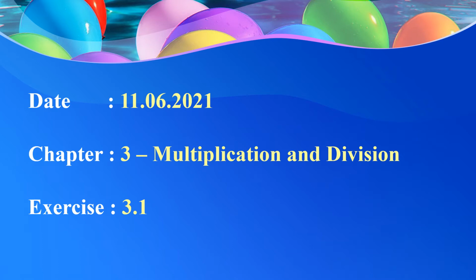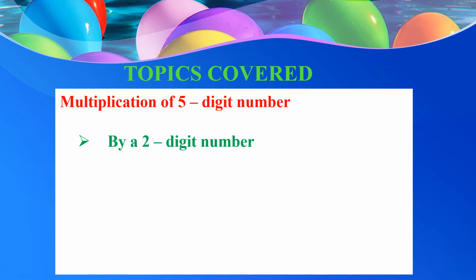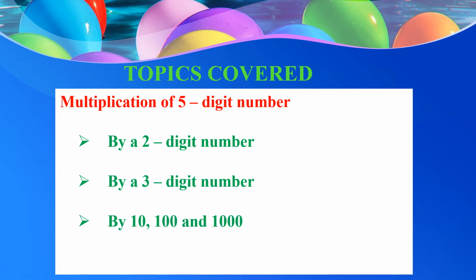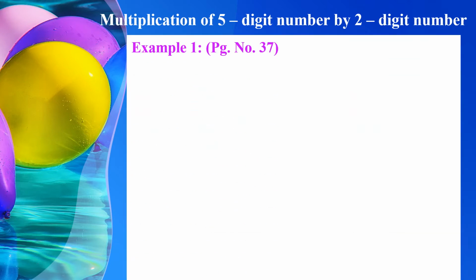In this class, we are going to start a new chapter, chapter number 3, Multiplication and Division, exercise 3.1. Topics covered in this class are multiplication of a 5-digit number by a 2-digit number, by a 3-digit number, by 10, 100 and 1000 with zeros in the multiplier. Multiplication of a 5-digit number by a 2-digit number. Example number 1, page number 37.